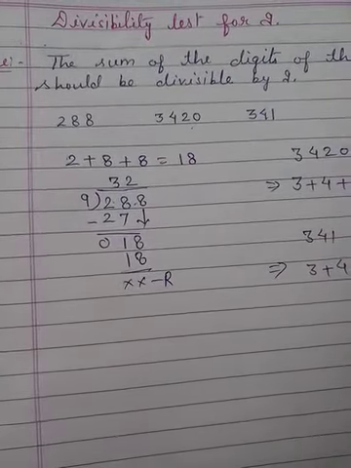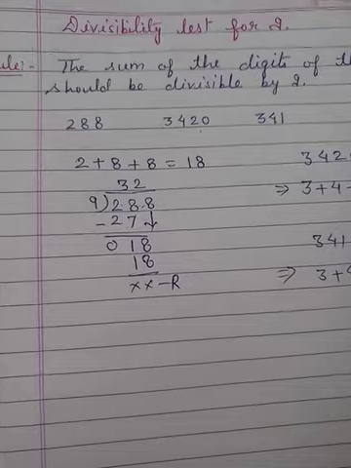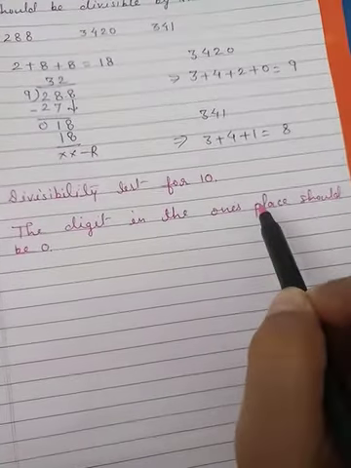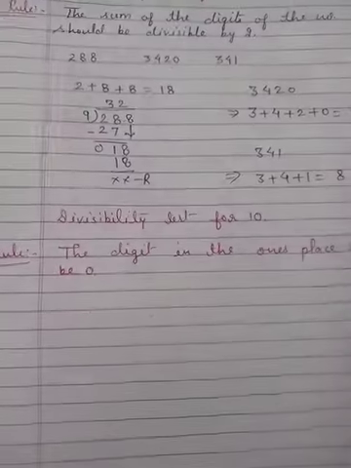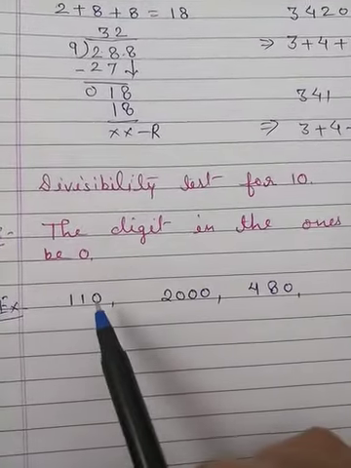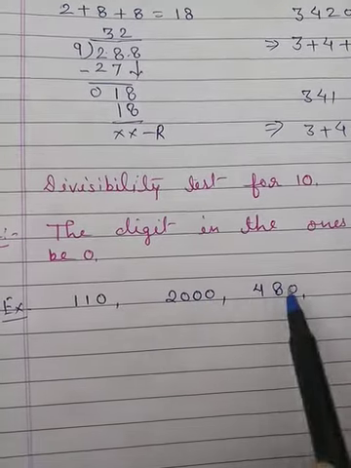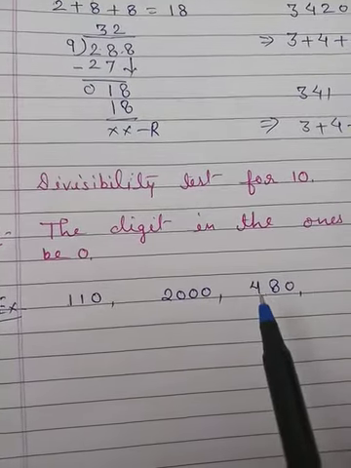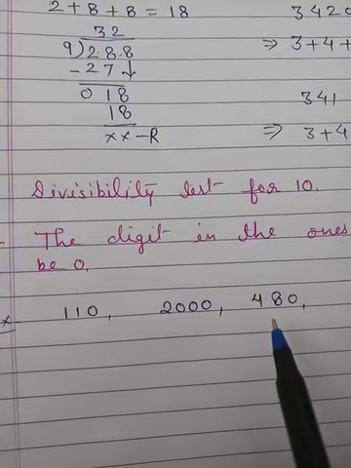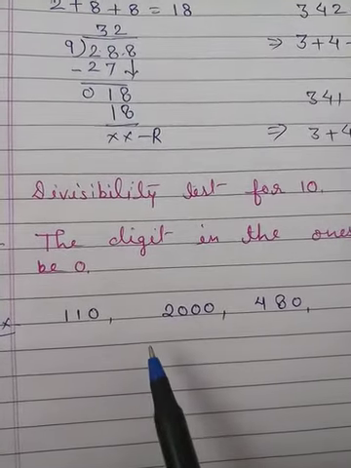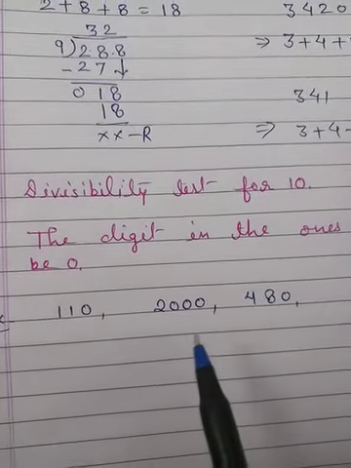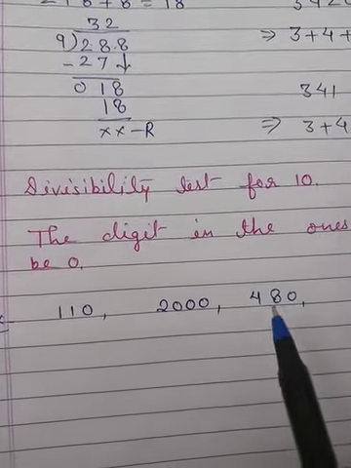Now let's start the divisibility test for number 10. For that the rule is the digit in the ones place should be 0. You see in all these numbers, a 0 is given at the ones place. That means all these numbers are divisible by 10. No need to divide the number. By checking the ones place we can find out whether the number is divisible by 10 or not.